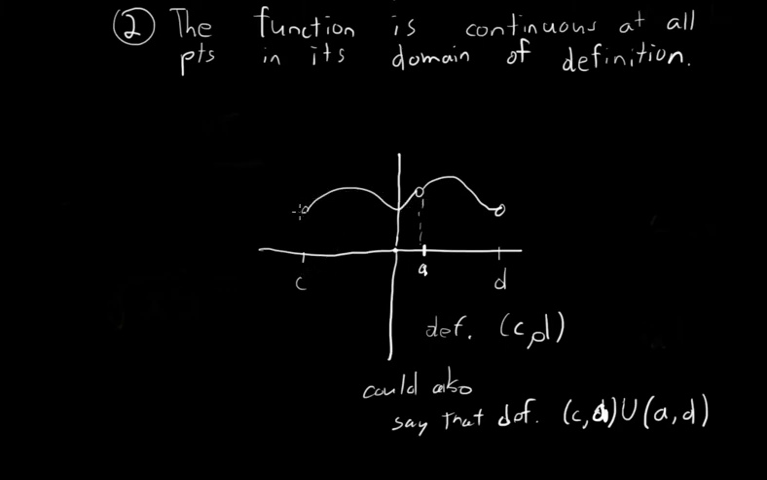But if we considered its domain of definition to be this larger open interval c to d, you could see that it's discontinuous at A, and that would be within its domain of definition if we say the domain of definition is this open interval c to d. And it would not be deemed a continuous function because A is a point in its domain of definition where it is discontinuous.